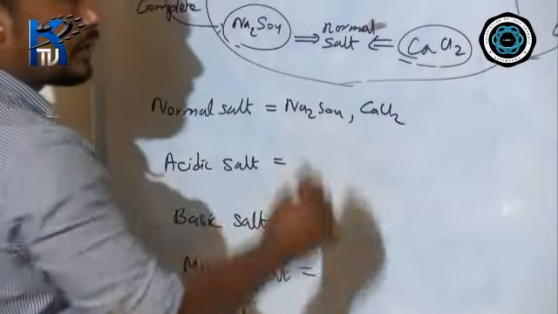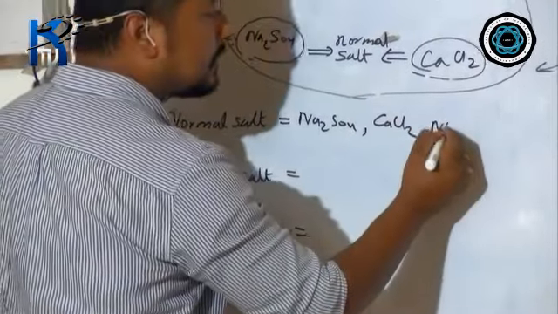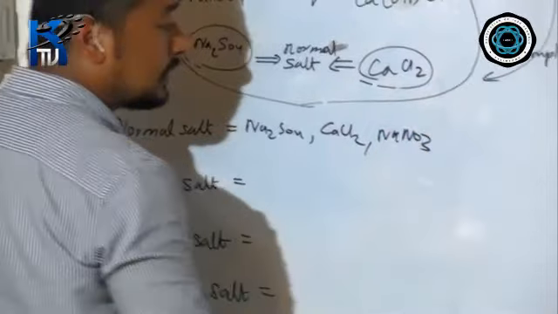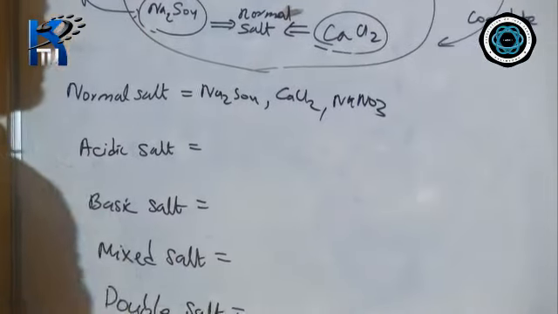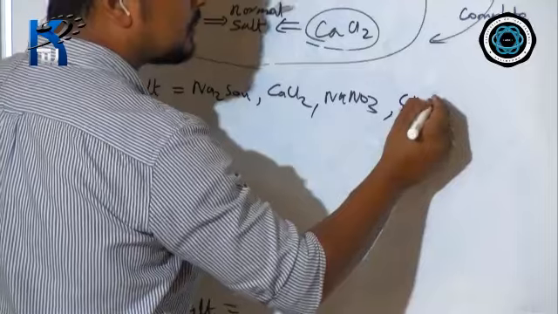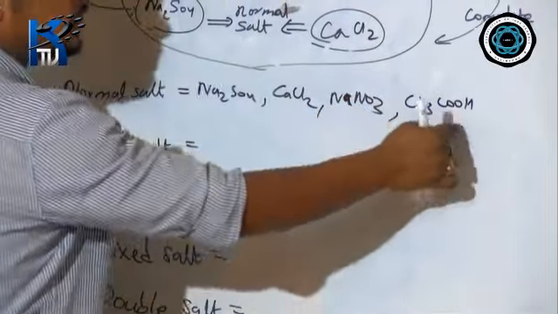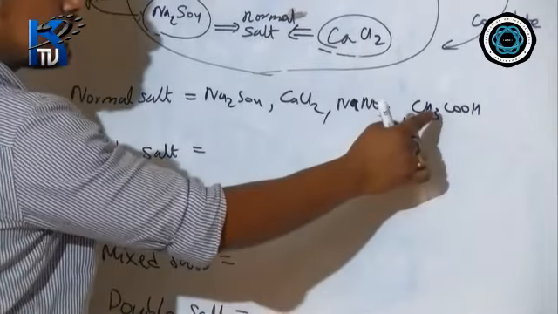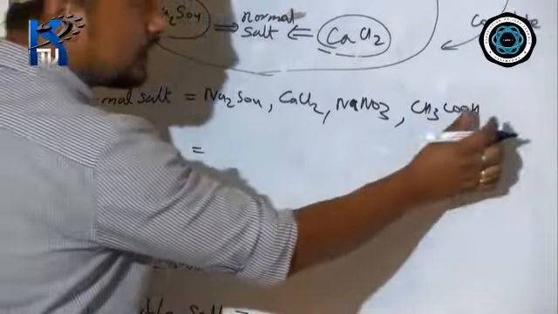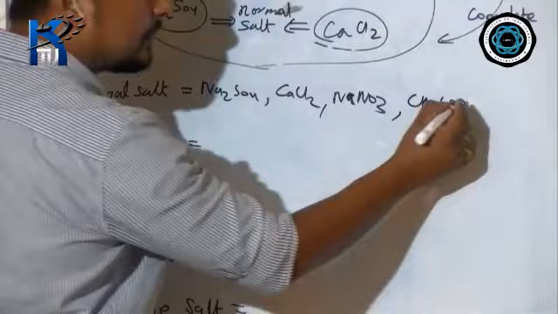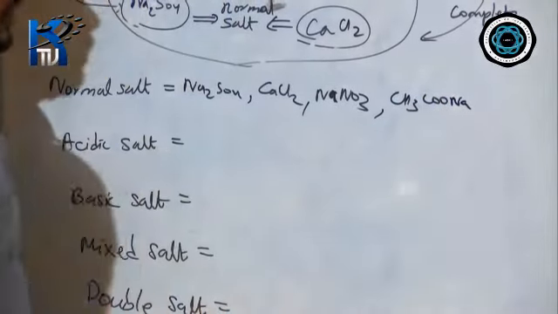This is the normal salt of hydrochloric acid, you can say. Similarly, this is the normal salt of nitric acid, and this is the normal salt of acetic acid, because the acetic acid formula is CH3COOH, and you know that it is a monobasic acid, so only one hydrogen is acidic. Replace that with sodium and that will give you a normal salt.